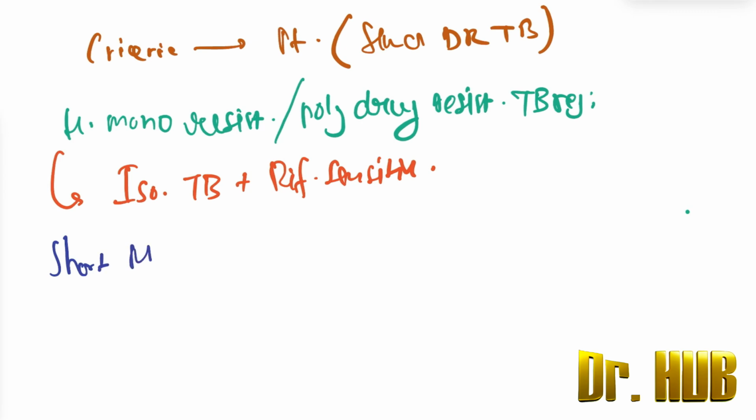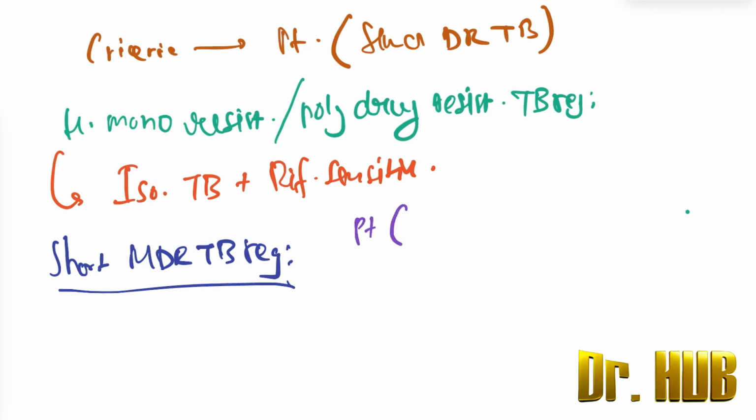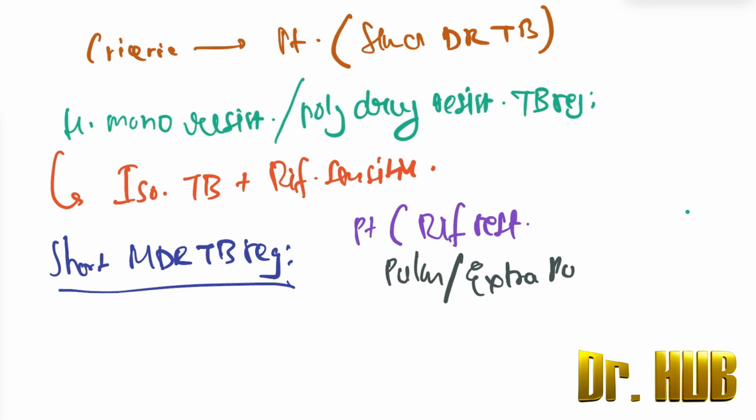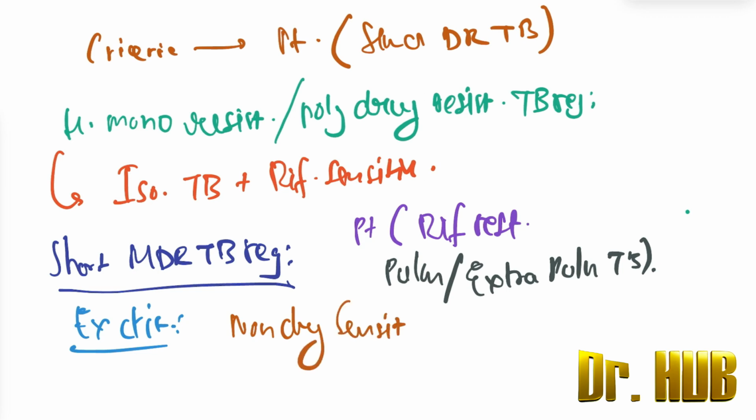Then we look at the short MDR TB regimen. In this case, there are inclusion criteria: patients who are rifampicin resistant, and they include pulmonary or extrapulmonary TB. What are the exclusion criteria here? The exclusion criteria include the non-drug sensitive test based criteria.